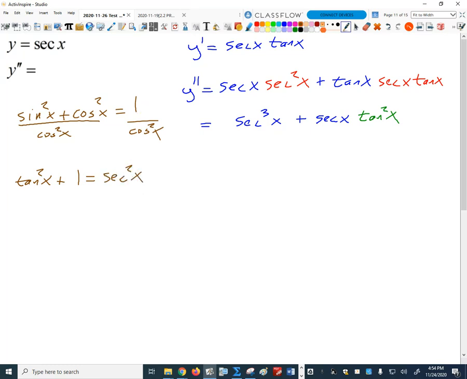So tangent squared x would equal secant squared x minus 1. So we can make that trade over here. And we get secant cubed x plus secant x times the quantity.